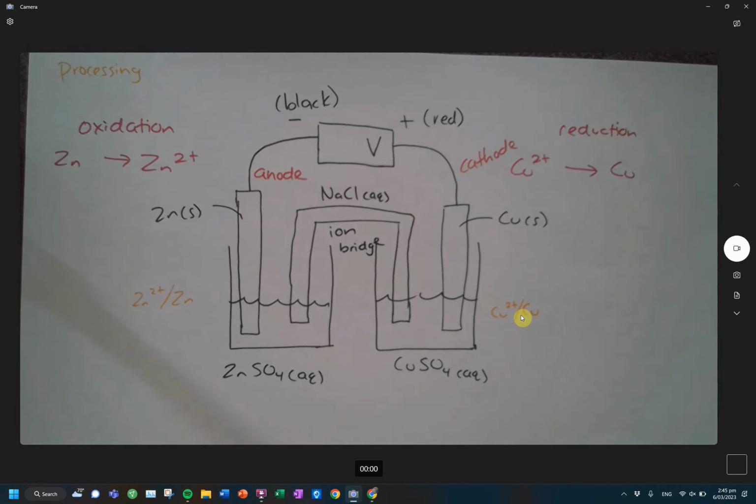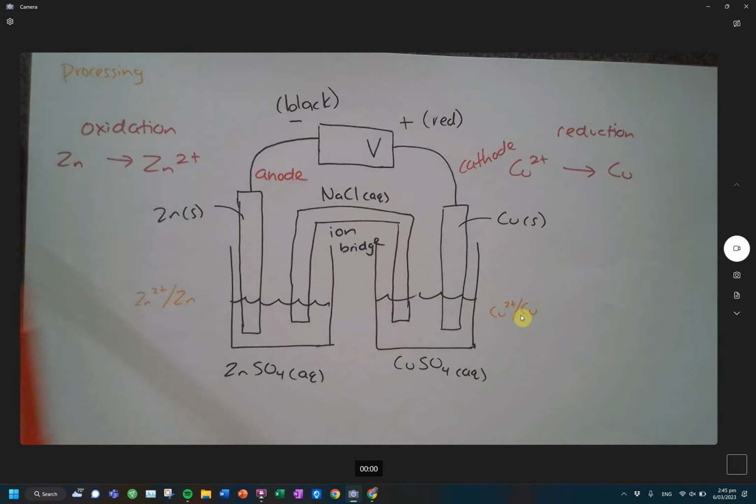So something we need to keep in mind is that for the reduction, we're going from ion to element, and for the oxidation, we're going from element to ion. So we gotta watch out for that. It's not as simple as the electrolytic.